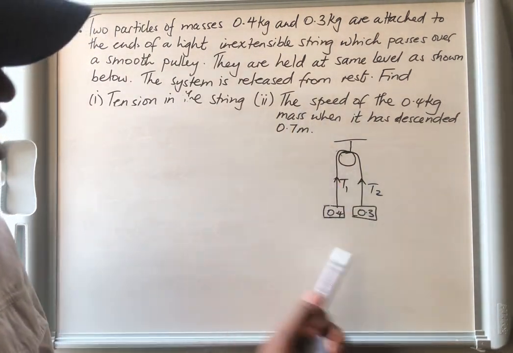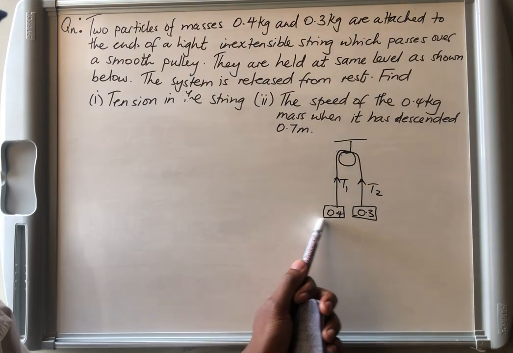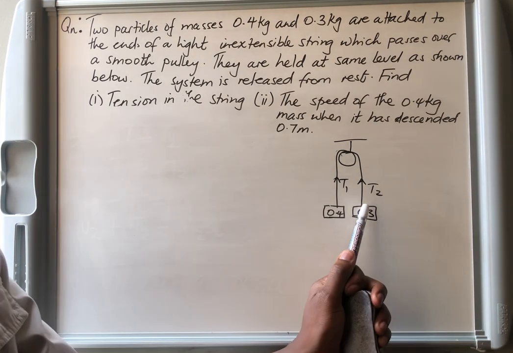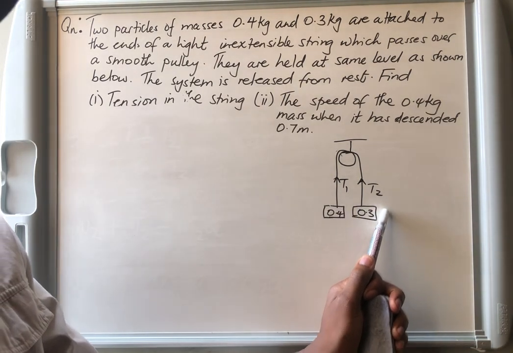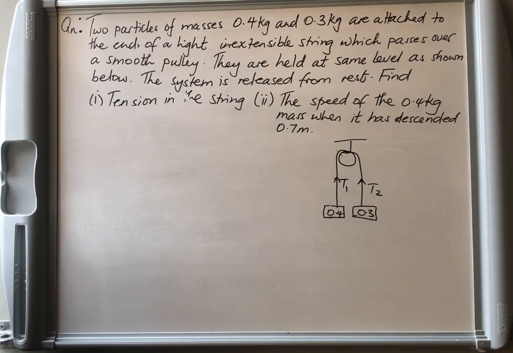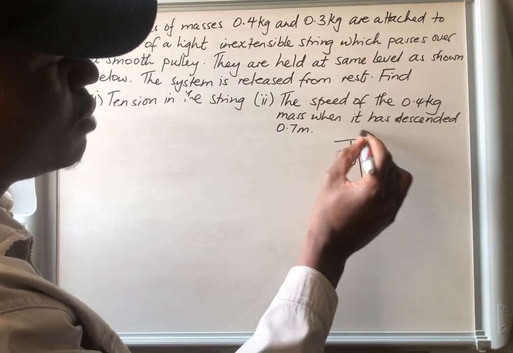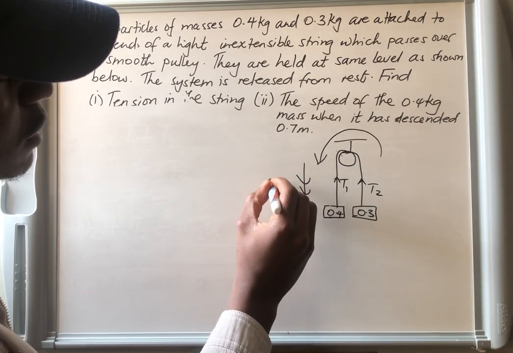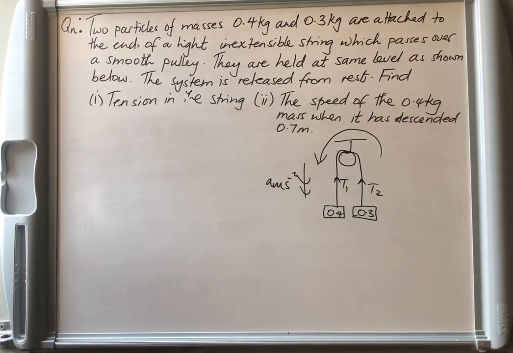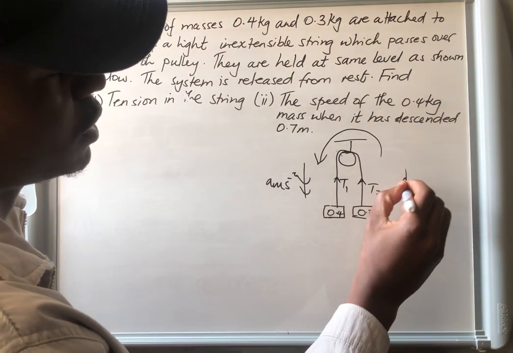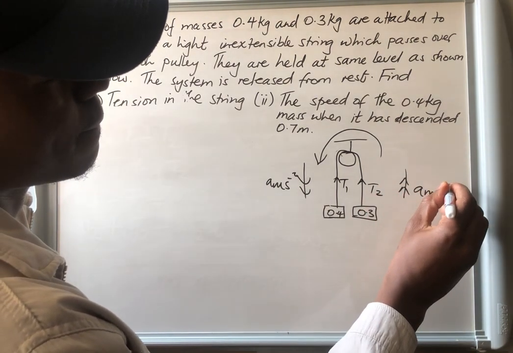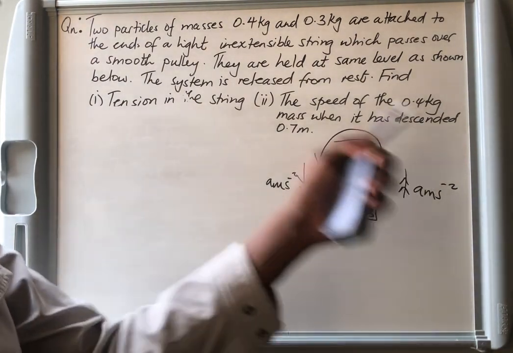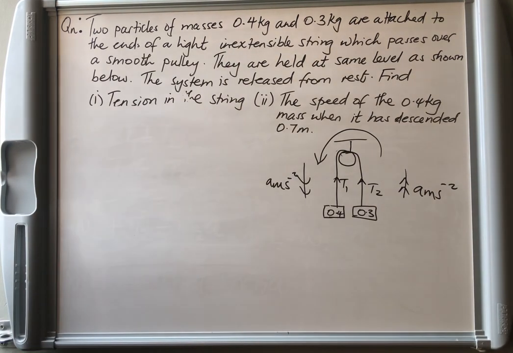So if we release these things from rest, this one with a bigger mass is going to move first, and it will move downwards, forcing this one with a lighter mass to move upwards. Therefore, they will be moving in the same direction, and the direction of movement will be like this. So you expect your acceleration to go downwards on this side, and your acceleration to go upwards on this side. So this is what you expect on connected particles.